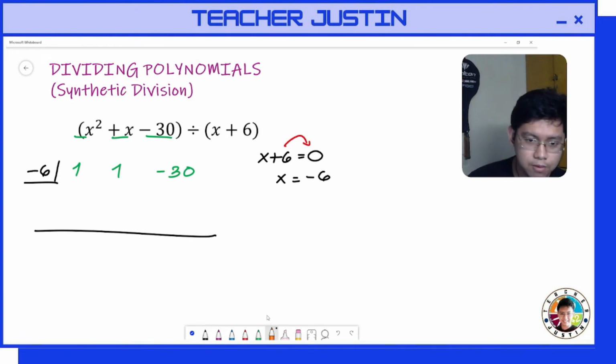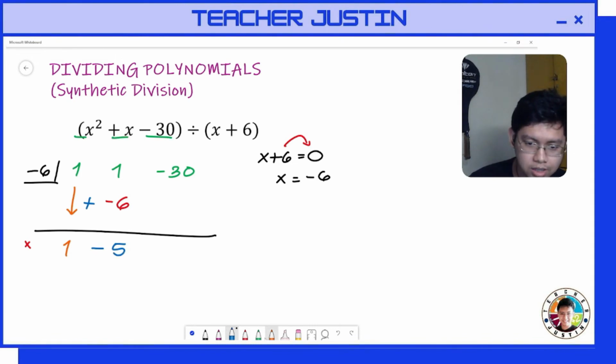Let's bring down our first term. So our first term is 1. So let's bring down positive 1. Next, we will multiply our first term by our divisor, which is negative 6. So 1 times negative 6 is negative 6. Then after that, let's add. So 1 plus negative 6, since they have different signs, copy the sign of the larger number. In this case, it is negative. And then subtract. 6 minus 1 is 5.